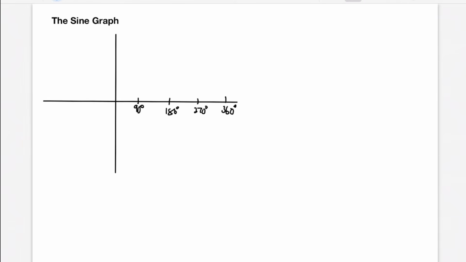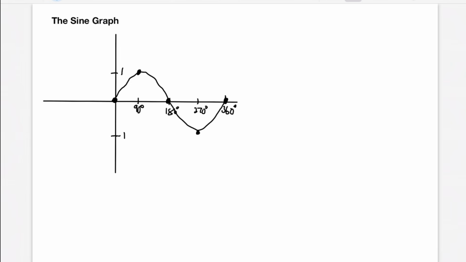The sine graph starts here at the origin. Then it moves up all the way to a y value of 1 when x is 90 degrees. It then comes back to a y value of 0 when x is 180 degrees. Then it goes all the way down to a y value of -1 when x is 270, and it completes its cycle to come back to the y value of 0 at 360 degrees. So the original sine graph looks something like this.